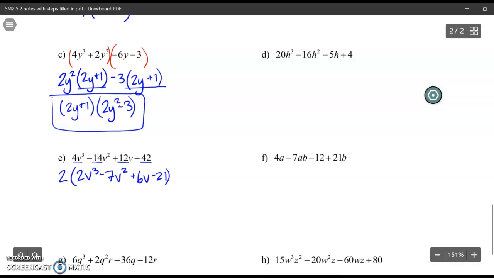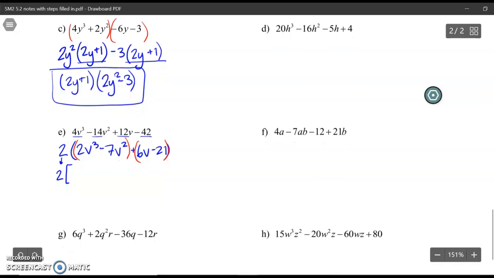Right? And now I'm going to start grouping. So now I'm going to group the first two together, group the second two together. And now when I start factoring out greatest common factors of each, I'm just going to have this 2 that I already factored out. It's kind of just going to hang out in front for the rest of my problem. So the greatest common factor of my first set of parentheses is v squared, and I'm left with a 2v minus 7. Greatest common factor of my second set is a 3, and I'm left with a 2v minus 7.